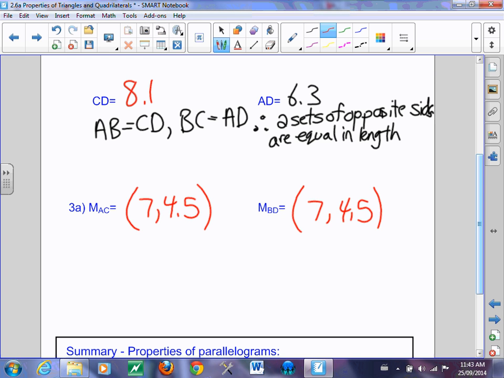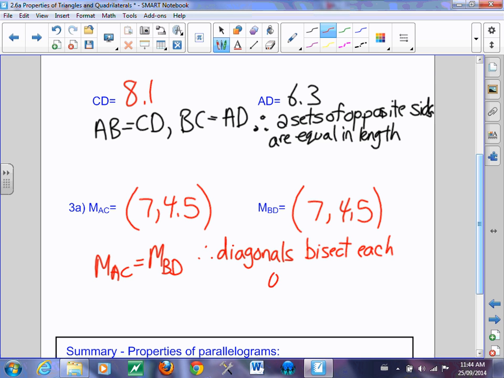This is a really cool mathematical feature, because the midpoint of AC equals the midpoint of BD. And what does that mean? Therefore, the diagonals bisect each other. That's really cool for mathematics, right? The diagonals bisect each other. And that's awesome.